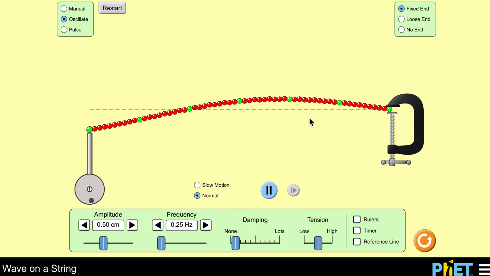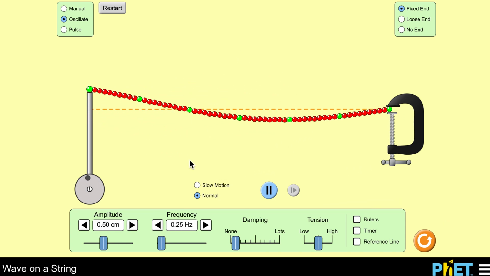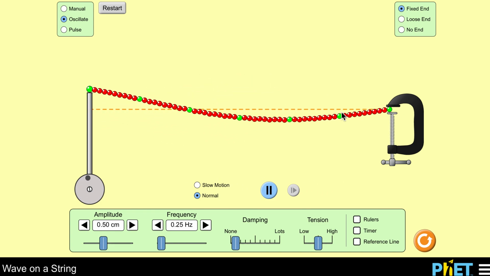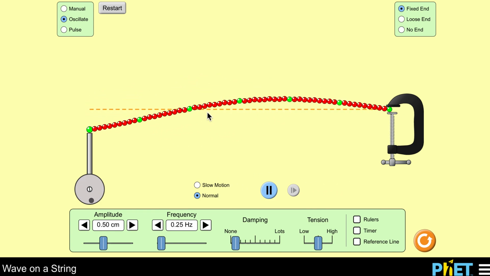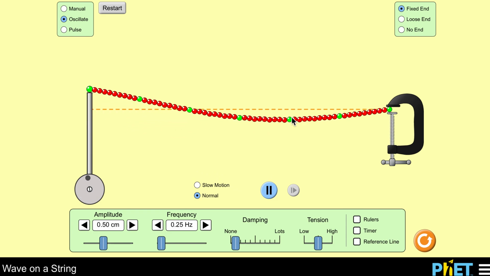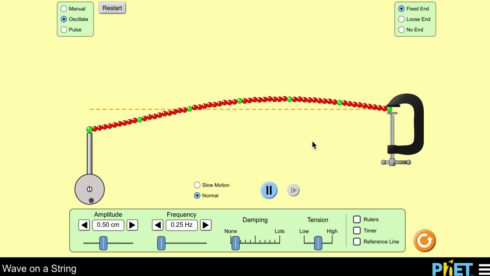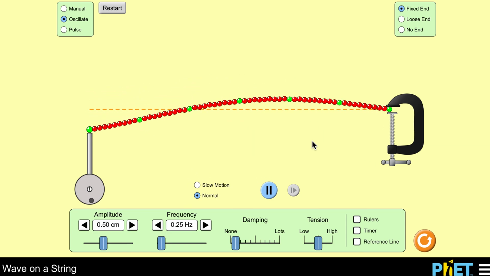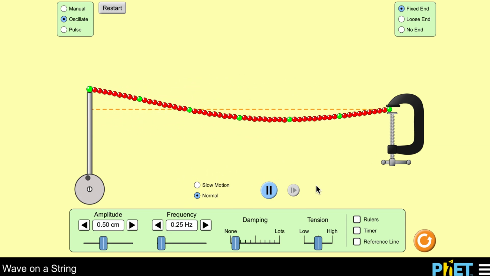So this is our first order standing wave that's formed by waves propagating to the right, reflecting back to the left, and interfering with each other. Let's determine what the velocity of these standing waves is. If you recall, the wave equation is just velocity is frequency times wavelength. So we need to determine the wavelength here.